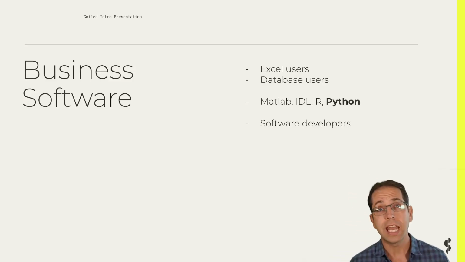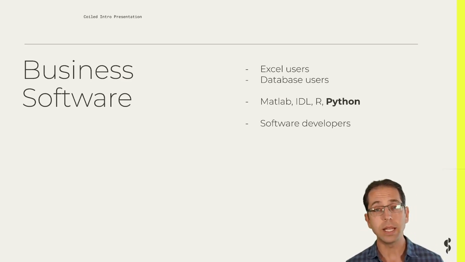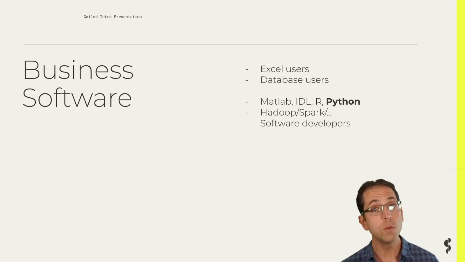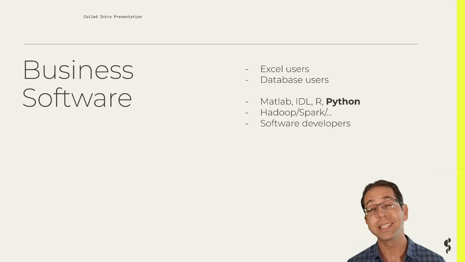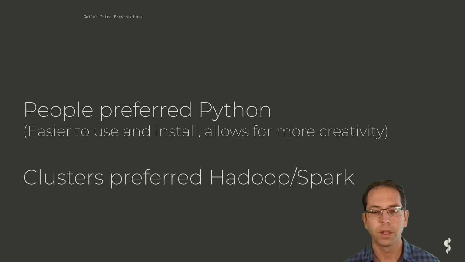So Python really came to fill in this gap in between database users and professional software engineers. And that gap is of growing importance today. Additionally, Hadoop and Spark also started filling in that gap, slightly closer to the software development side. They're more commonly used in data engineering workloads, but it's still adjacent. And so Python and Spark are kind of in this space together. People generally preferred Python. It was easier to use, it allows for more creativity, a little more expressivity. But clusters and distributed hardware, Hadoop and Spark were really the winning stack there.